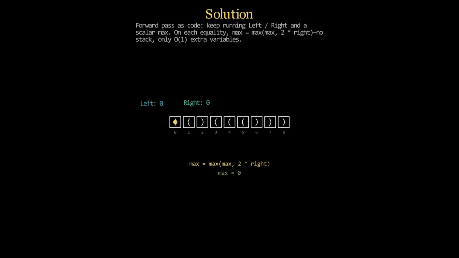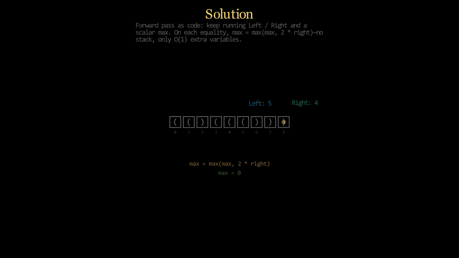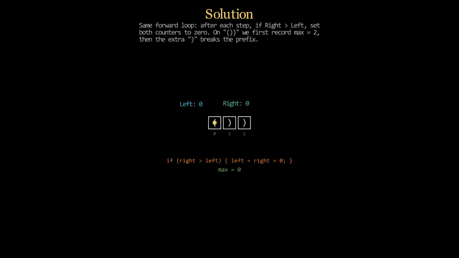This is the forward loop you would type in after the intuition: one index i, two counters, and an integer max. Each step moves the index and updates left and right from the character. We are not rederiving the idea, we are watching the bookkeeping. Whenever left equals right, treat that prefix length as twice right and fold it into max, with max equals max of max and twice right.